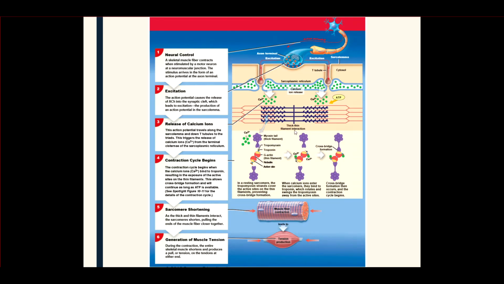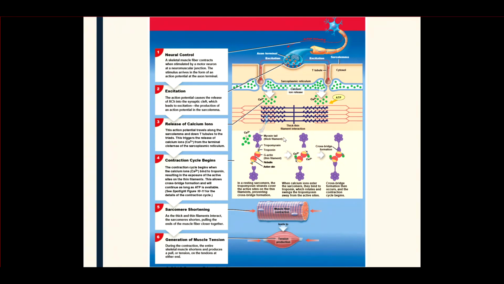So I'm going to blow this up in a second. What our book is showing us here is what we just went over, the neural control of the action potential coming down the axon. Again, our muscles don't contract unless the neuron tells it to. Then we're seeing the excitation. This is the steps we just went over where the acetylcholine is released onto the receptors of the motor end plate. That's going to be the excitation. So now we want to follow it. What happens next? Once that muscle fiber has been excited, what happens?